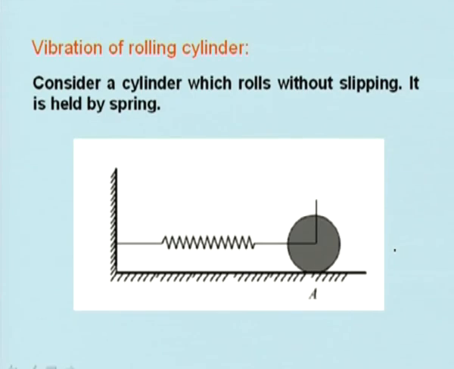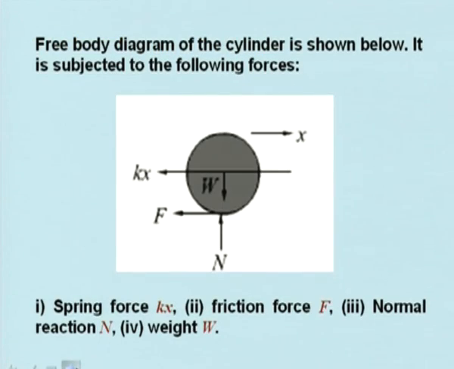So we discuss the case of that motion in which the cylinder rolls without slipping. This cylinder is held by a spring, attached at the center, and now it is displaced slightly. Now make the free body diagram of the cylinder which is shown here. We isolate the cylinder and make the free body diagram.